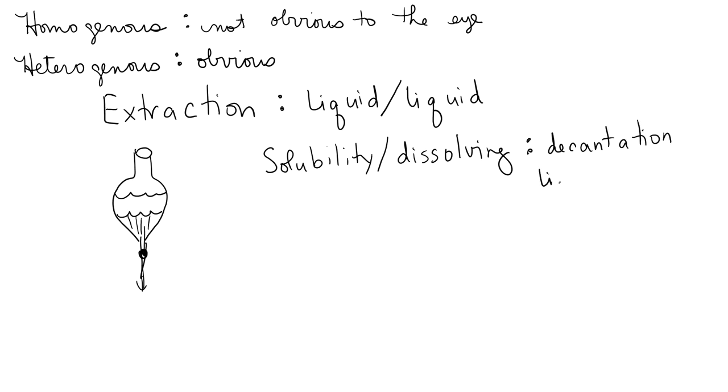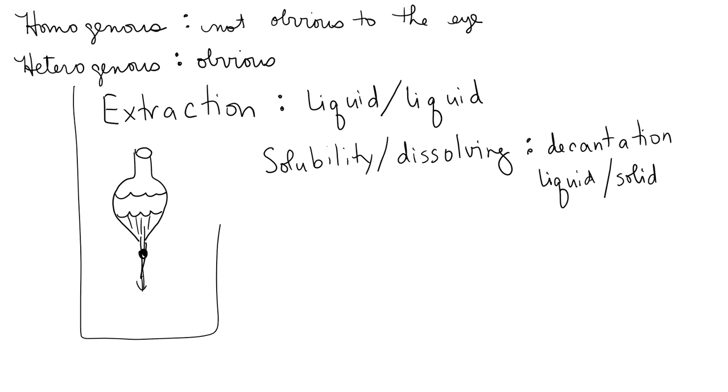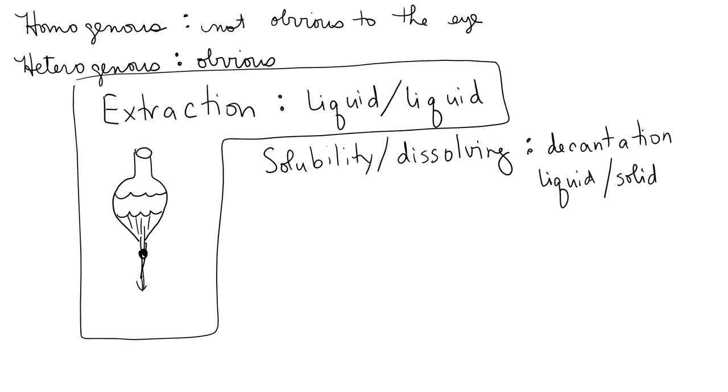Decantation is what you do to separate a liquid from a solid. So extraction is when you have two liquids that you're separating from each other. When you want to get something that is dissolved in a solvent off of a solid, that's when you use the process of decantation. Now the next thing I want to discuss is percent weight.